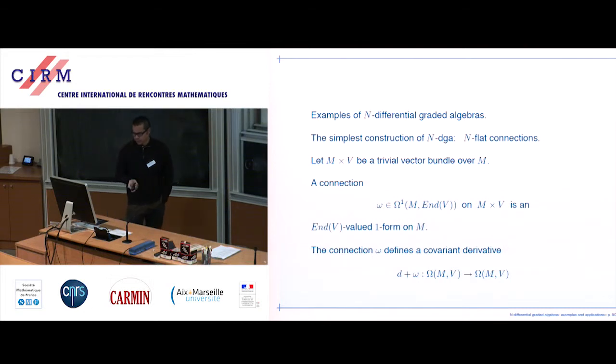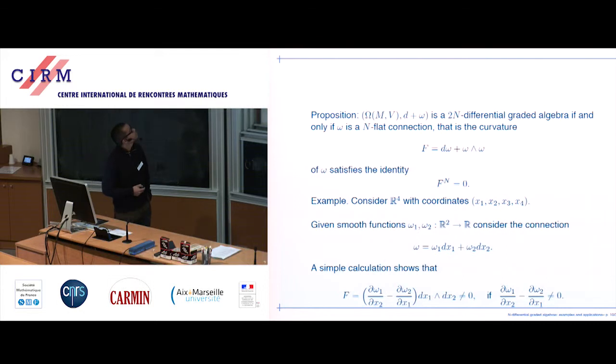This is an example of what I call n-flat connections. It is a very simple geometric example. You take, say, a trivial vector bundle and a connection on it, and with this you can construct the covariant derivative of this object. Then we have the following proposition.